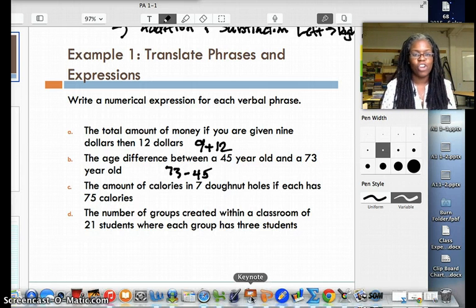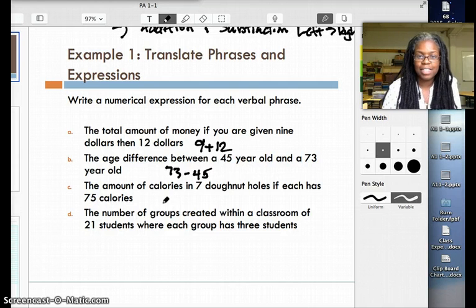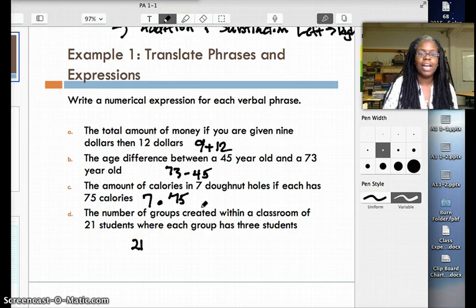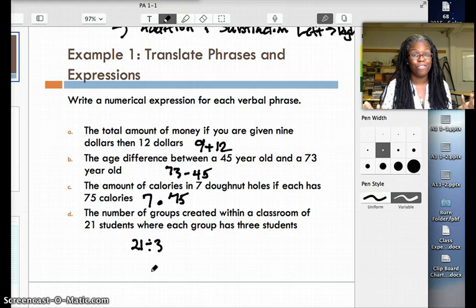So difference means subtract. Part C, the amount of calories in 7 donut holes if each has 75 calories. I hope you recognize that if each of the 7 donut holes has 75 calories, you're going to be multiplying to get an answer. So I'm going to use a dot for multiplication. Part D, the number of groups created within a class of 21, where each group has 3 students. So if we've got 21 students, and we've got to put them in groups of 3, it looks like we're going to be dividing by 3. And so there's our first example.